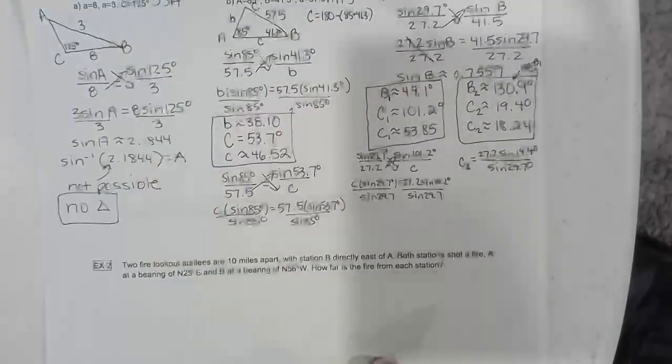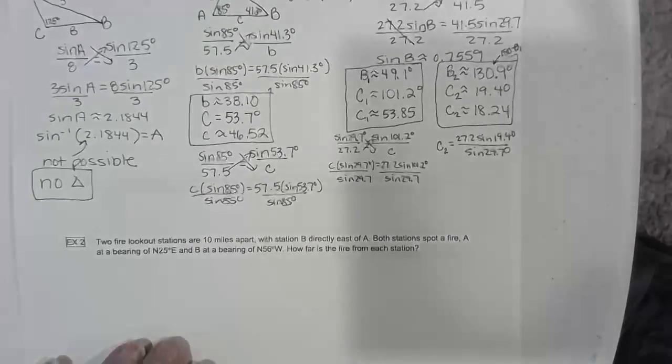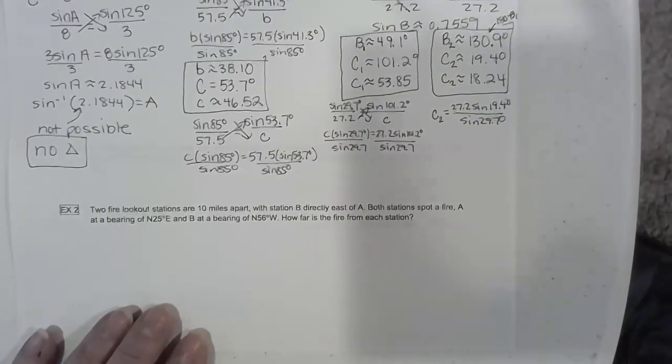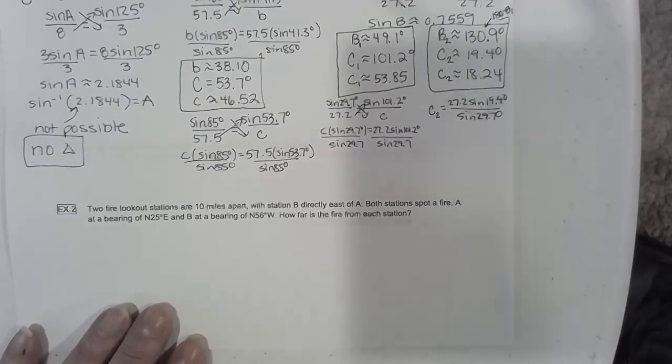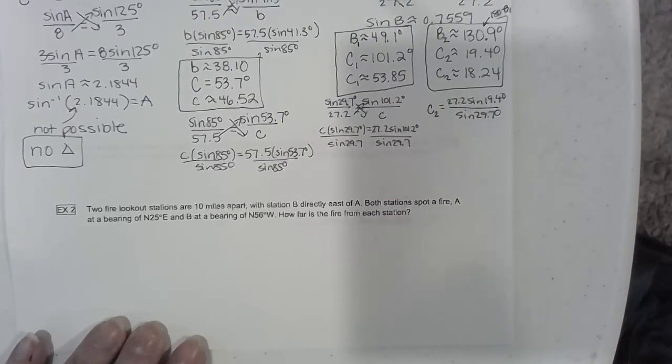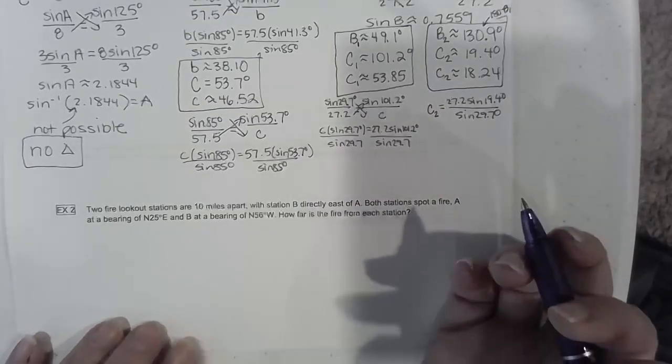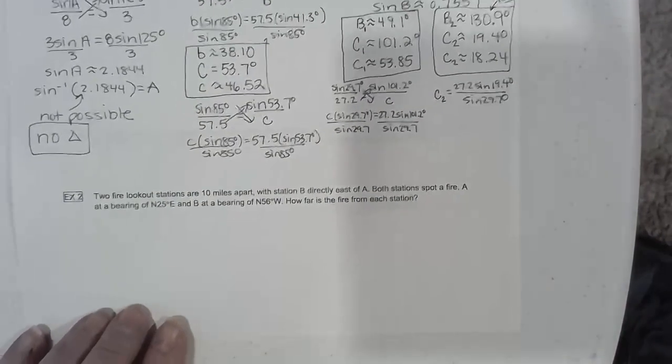All right, last one. 2 fire lookout stations are 10 miles apart, with Station B directly east of A. Both stations spot a fire. A at a bearing of north 25 degrees east, and B at a bearing of north 56 degrees west. How far is the fire from each station? So again, the key with these is drawing a good picture.